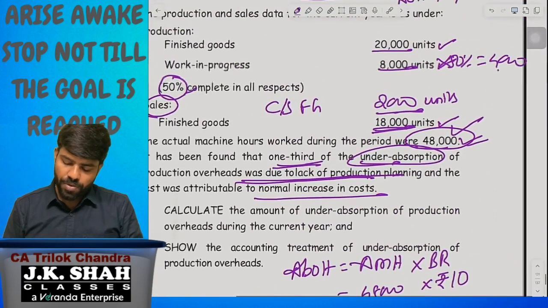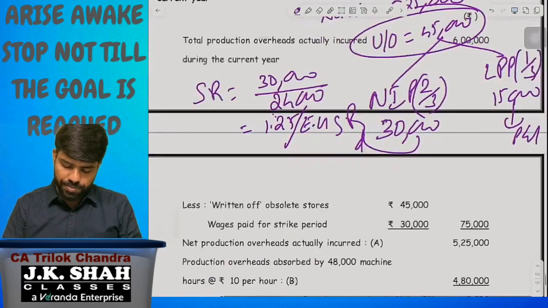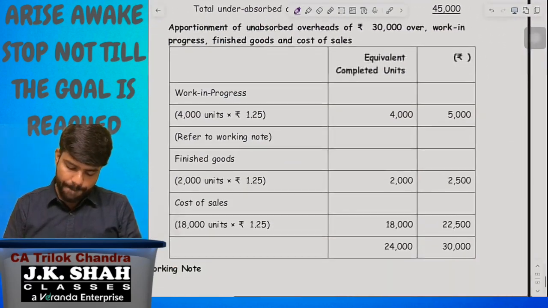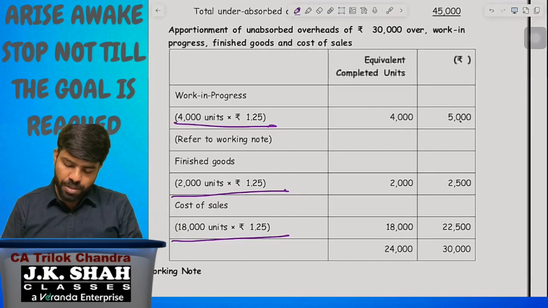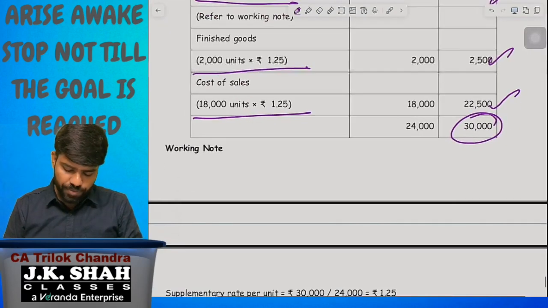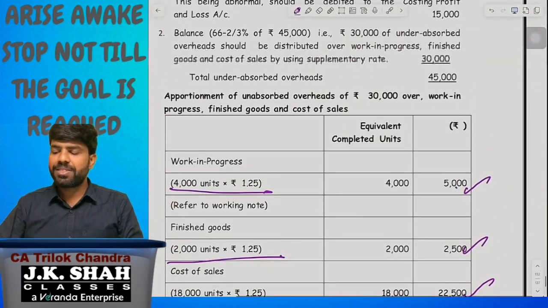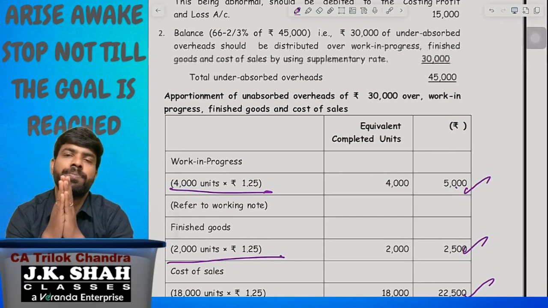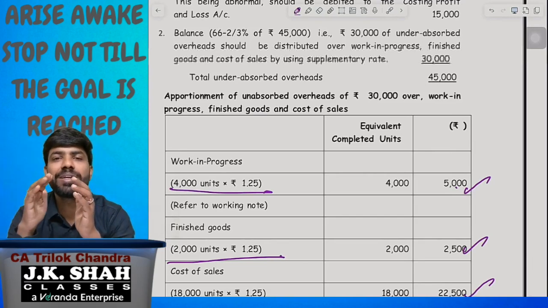So what we'll do: 4,000 into 1.25, 2,000 into 1.25, 18,000 into 1.25, and we get the cost allocated. We got the total cost of 30,000 accounted. This is the working notes given. So this is the concept of under absorption. Very simple if you understand and go step by step as I have given in the note.